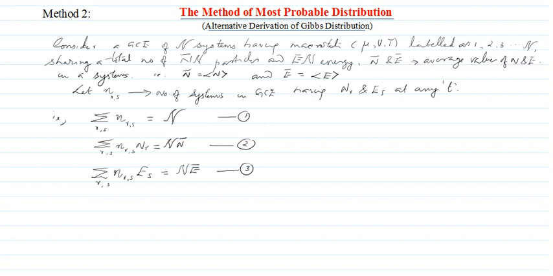So please refer back to the constraints that we have written in the case of canonical ensemble derivation. You will see that equation number 2 here is an additional constraint which arises out of the variation in the number of particles in the system.